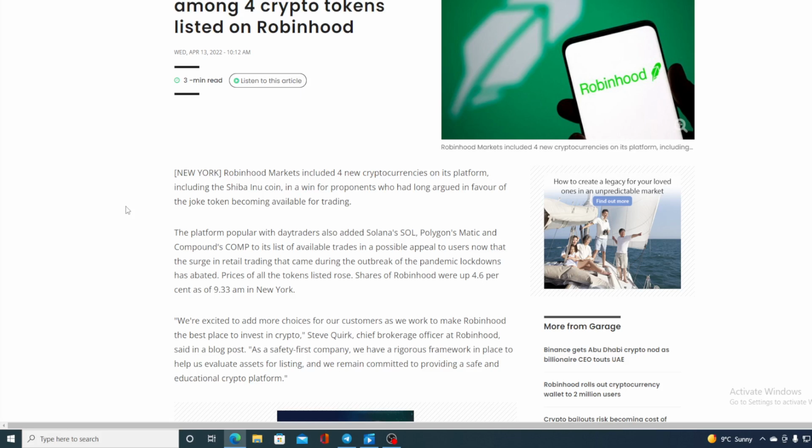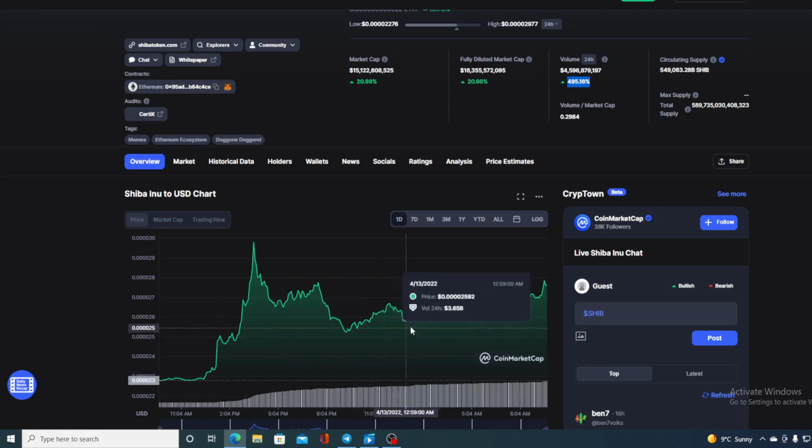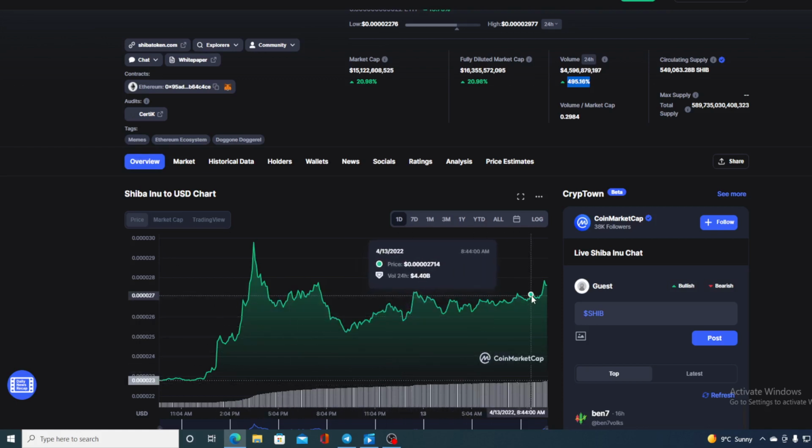So guys, this listing of Shiba Inu on Robinhood actually echoed in the community and the price definitely spiked. But is this the only reason that the price spiked today for Shiba Inu? No, it's not. And let me first tell you guys, I am not a financial advisor, so if you are willing to invest in any kind of cryptocurrency, you should do your own research on this. However, before I tell you the price prediction, I wanted to share a couple more news with you.